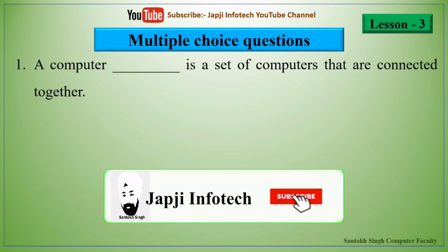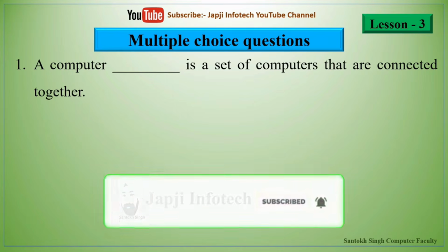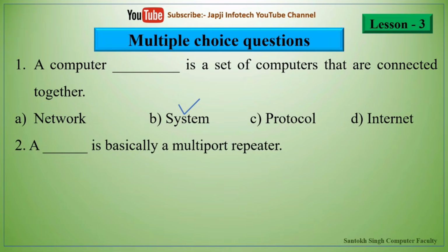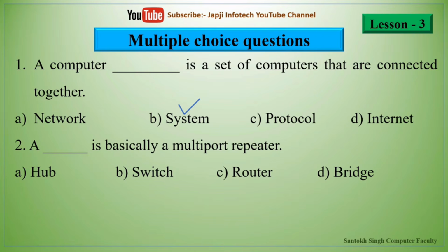The first one is, a computer dash is a set of computers that are connected together, and the options are network, system, protocol, internet. And the right answer is, a computer network is a set of computers that are connected together. The second one is, a dash is basically a multi-port repeater. The options are hub, switch, router, and bridge. So the right answer is A. Hub is basically a multi-port repeater.